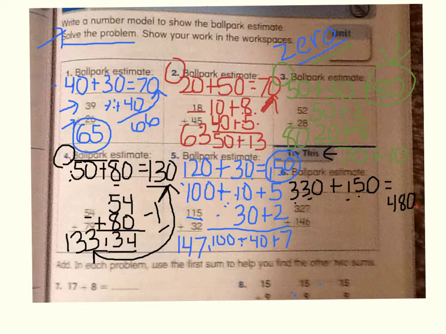I think I'm going to use hundreds, tens, and ones. So, hoping my pencil works for me here. 300 plus 20 plus 7. And 146 is 100 plus 40 plus 6.